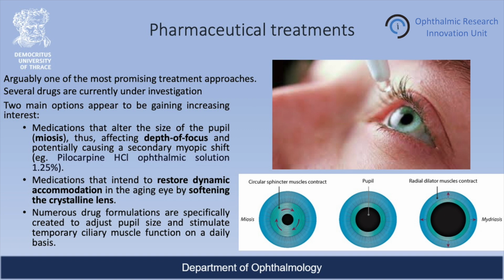Specifically, medications that alter the size of the pupil and induce miosis, thus affecting depth of focus and potentially causing a secondary myopic shift, and those that intend to restore dynamic accommodation in the aging eye by softening the crystalline lens. Numerous drug formulations in ongoing or recently concluded clinical trials are specifically created to adjust pupil size and, in certain instances, stimulate temporary ciliary muscle function on a daily basis.